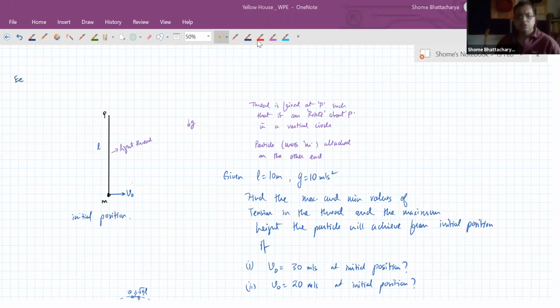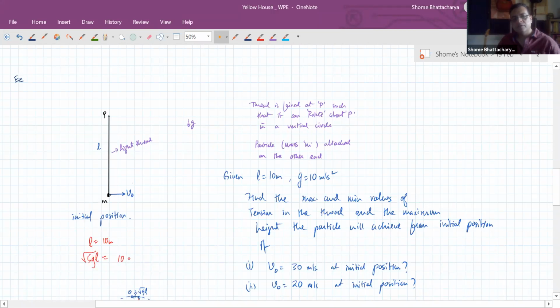Okay, so let's understand this question in detail. You can see that the length of the wire or of the thread is given to us as 10 meters. So the value of root 5 GL is 10 root 5 meters per second. The value of root 2 GL is 10 root 2 meters per second. So this is approximately 14.1 meters per second.